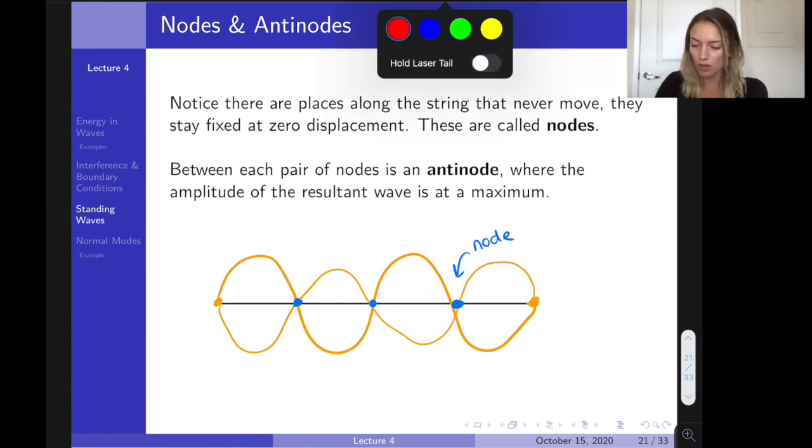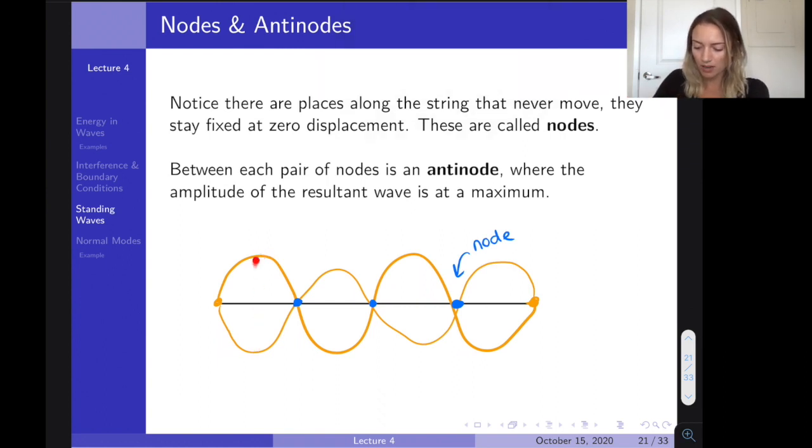And then an antinode are these points up here that are oscillating the full amplitude up and down. So these are called antinodes. So this is an antinode. And this is an antinode. So all those are antinodes.